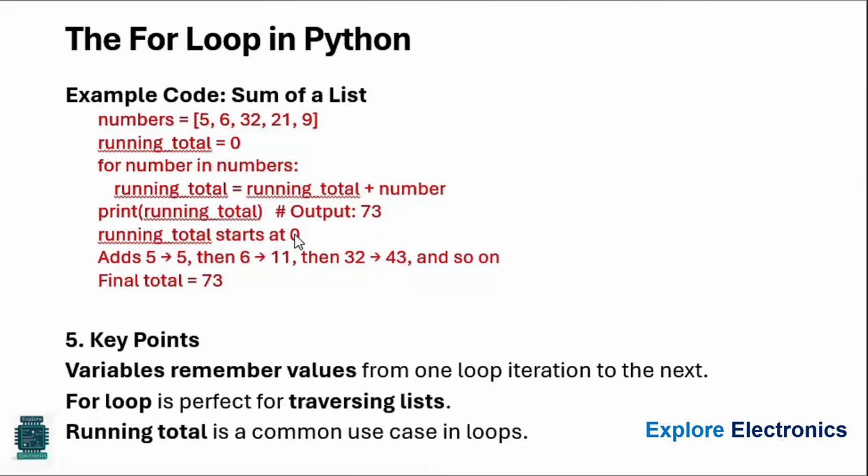Running total starts at 0. It starts at 0 and adds 5 to that 0. Again 6, it will be 11, and 32 it will add, it will be 43 and so on. At the end the result is 73. I think you are very clear with it. Here variables remember values from one loop iteration to the next. And for loop is perfect for traversing the list. And running total is a common use case in loops.